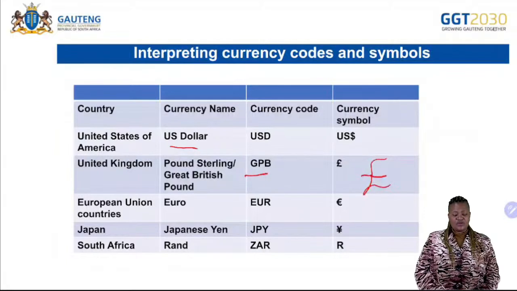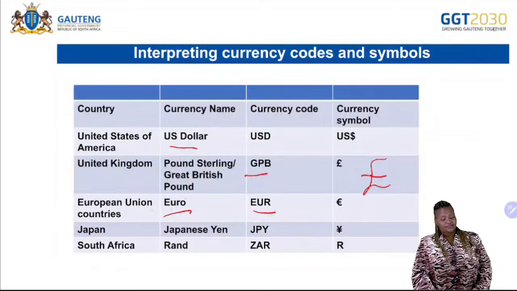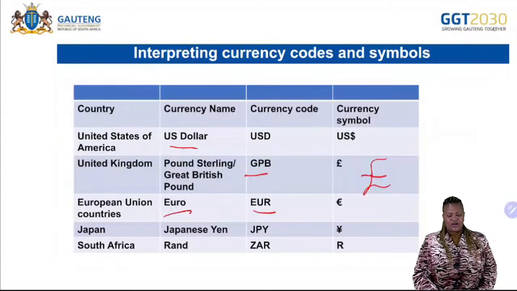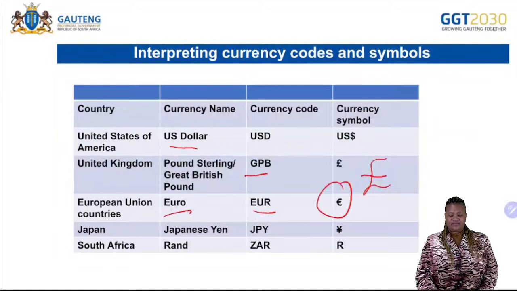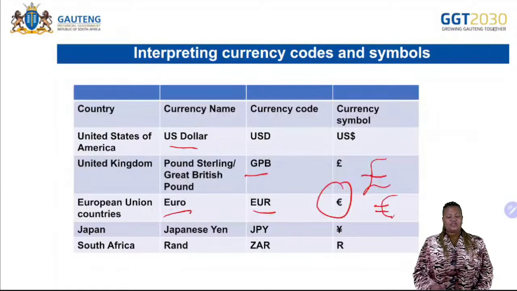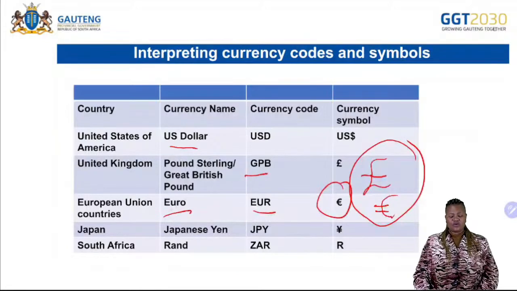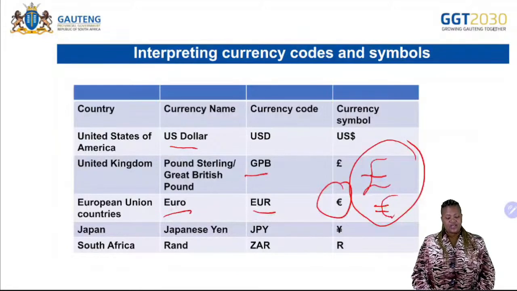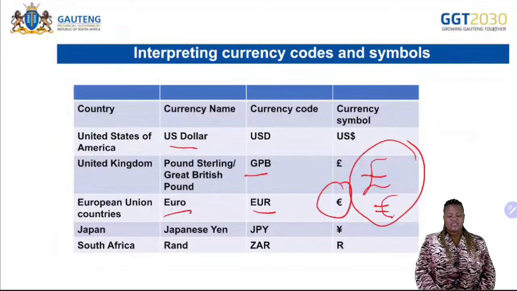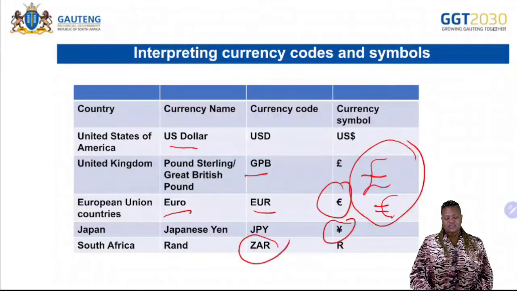foreign exchange questions. Then you've got the European Union countries which use the euro. The currency code is EUR, and then you've got also the symbol there. I'm not sure if I could say it looks like a C that is stroked twice. Find a way to differentiate, because most of the time these two, the Great British Pound symbol and the Euro symbol, have a way of confusing you as learners. And then we've got Japan, the Japanese yen, and it's a Y that is stroked twice. And then in South Africa, our currency code is the ZAR, and our symbol is R.